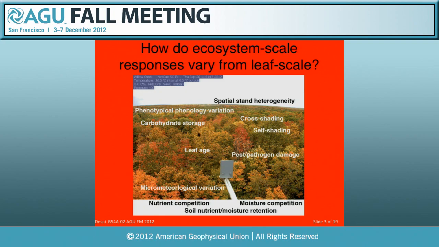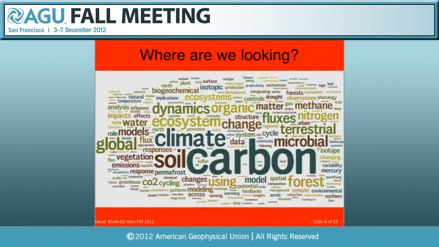The scaling is not linear because you have things like self-shading, phenotypic variability in phenology, variability in carbohydrate storage, and micrometeorological variation. All these things interact to cause variability at this larger scale to be quite different, possibly, than at the small scale. And this is interesting. So where are we looking? This is a word cloud of every single talk title in the biogeosciences section this week. And clearly, there's a lot of interest in carbon.